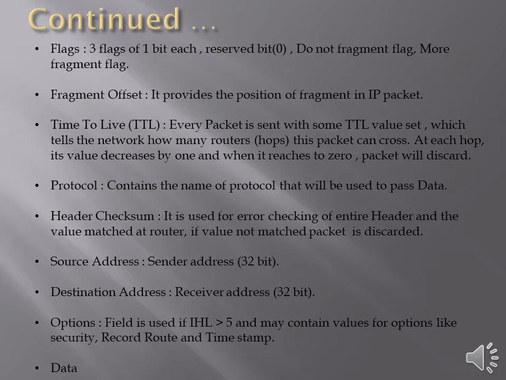Options. Options field is used if IHL is greater than 5, means if internet header length is greater than 5, then options field can be used, and it may contain values for options like security, record route and timestamp. Data field contains the data.